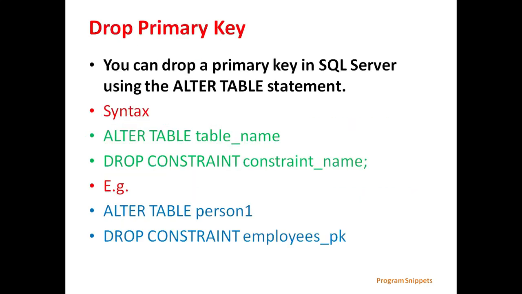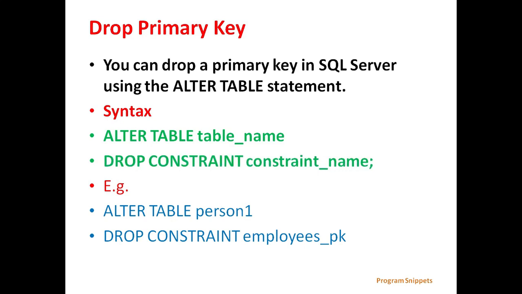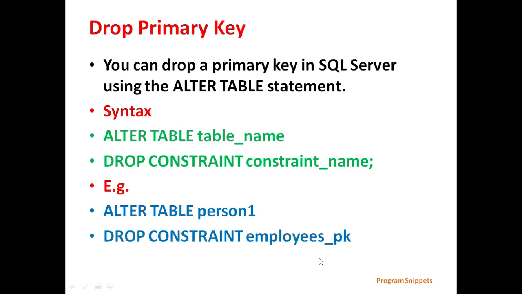You can drop a primary key in SQL Server using alter table statement. General syntax is alter table, table name, then drop constraint and constraint name. For example, alter table person1 and drop constraint employees pk, which is the constraint that we have created.